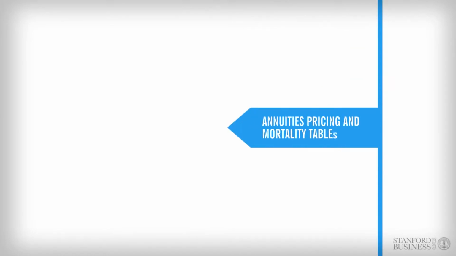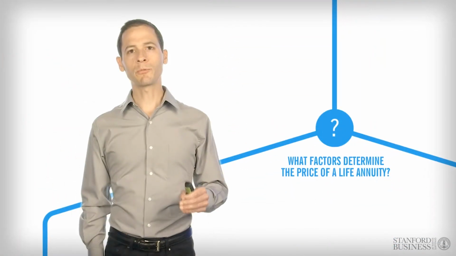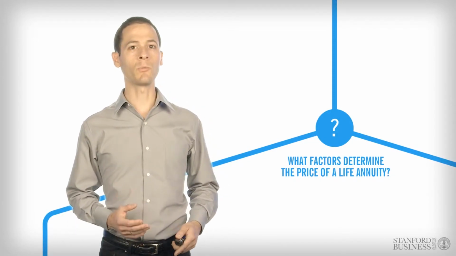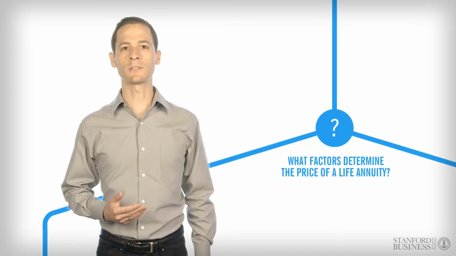Annuities pricing and mortality tables. What determines the price of a life annuity? That is, what determines how much monthly income an insurance company will give you in exchange for, say, $100,000?